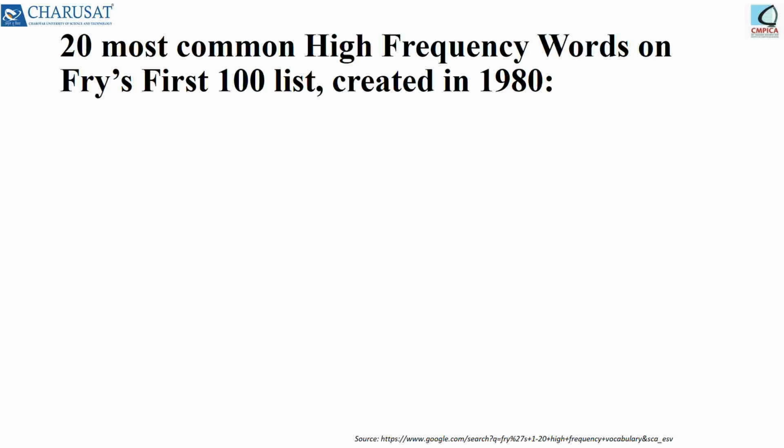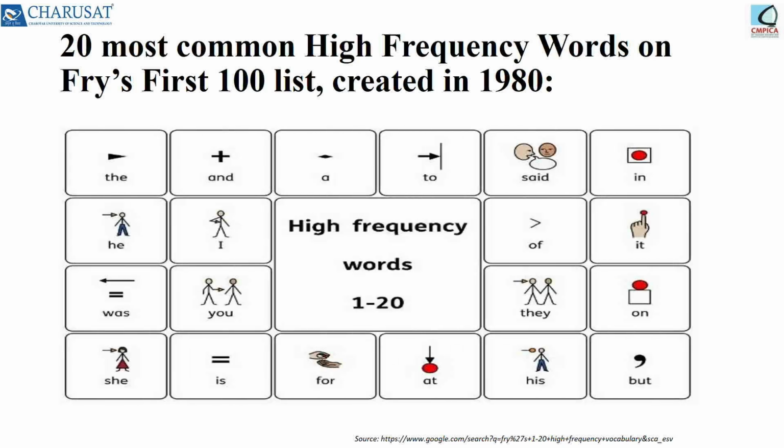And to your astonishment, you will be shocked when Fry, the linguist, identified the first 100 list in the 1980s of the words that are mostly used, which have high frequency of usage, and they are very simple: the, and, to, said, in, he, I, of, it. Now these are all combinations, right? Was is a verb, you is a pronoun, she is again a pronoun, is a verb, for. Then there are even words like at, it's a preposition.